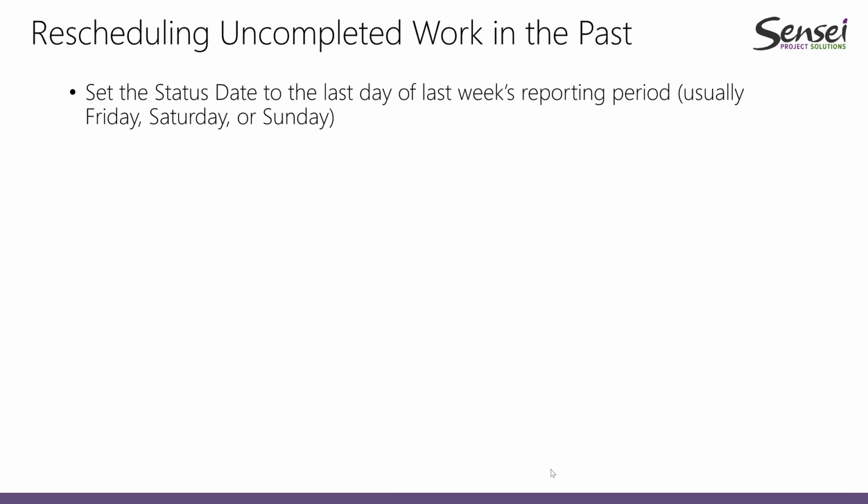So, how do we actually reschedule the incomplete work? The first thing that we need to do is set the status date, and we usually recommend doing this on Friday, Saturday or Sunday. One question that we always receive is what's the frequency in which we should be setting the status date. What we do recommend is that you do this weekly.